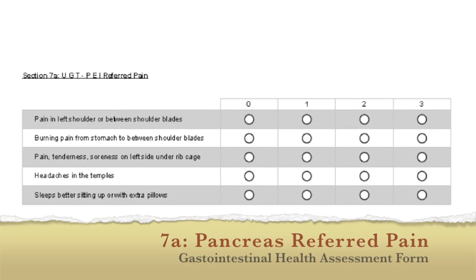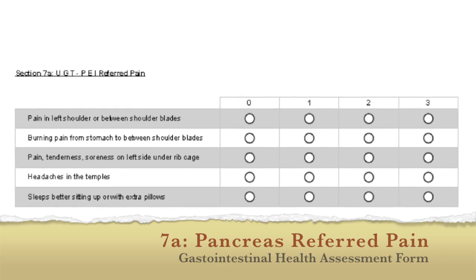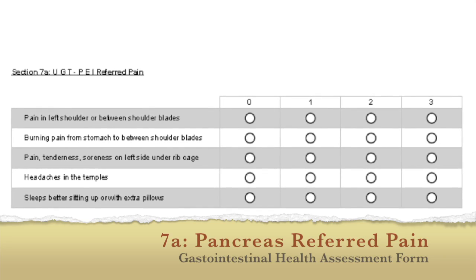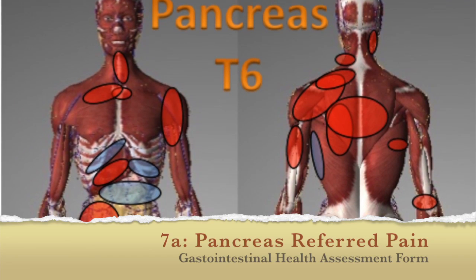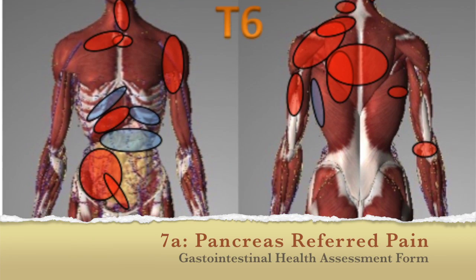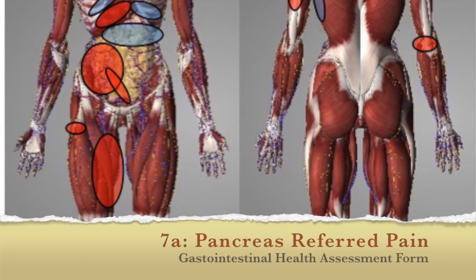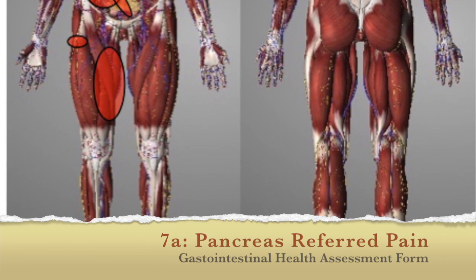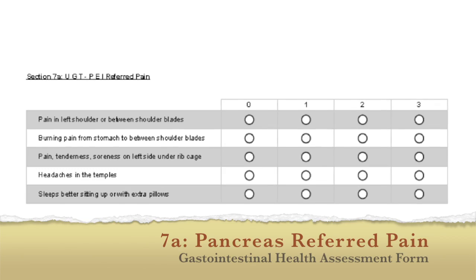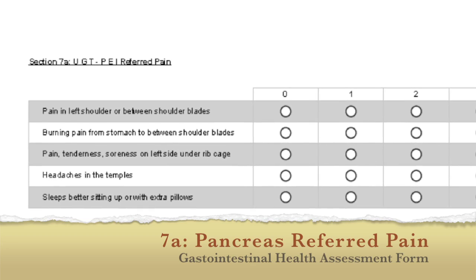Section 7A is pancreatic referred pain, with queries on how often the patient experiences pain in the left shoulder or between the shoulder blades, burning pain from the stomach to between the shoulder blades, pain and tenderness under the left rib cage, headaches in the temple area, or do they find that they sleep better when sitting up or sleeping with extra pillows?